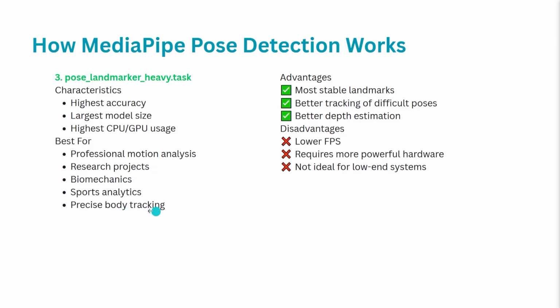precise body tracking. If I talk about its advantages, it provides the most stable landmarks, better tracking of difficult poses, and better depth estimation. Also, it comes with some disadvantages such as lower FPS, requiring more powerful hardware, and it is not ideal for low-end systems. That's why we do not use that. We do not use it in projects like drone controlling.